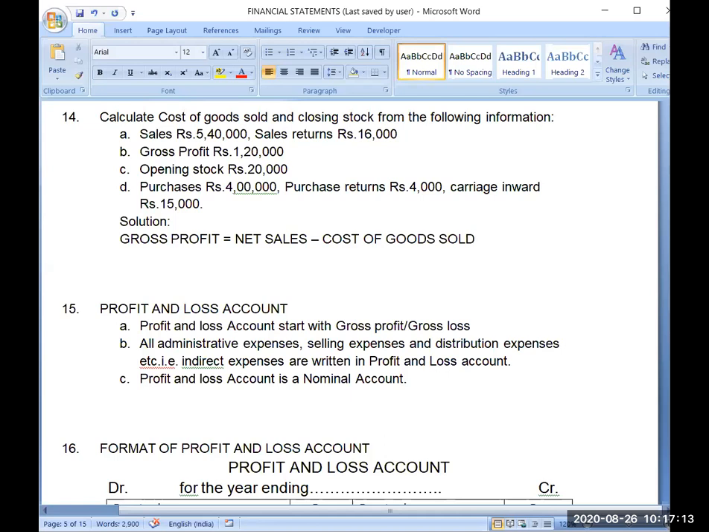Okay. So now see, gross profit is given in the question and net sales is also given in the question. Because net sales is sales minus sales return, both amounts are given to me in the question. That's why I will be easily calculating the net sales. And question is asking me cost of goods sold. So I can simply take help of this formula and I can very easily calculate the cost of goods sold. Got it? Is that clear?